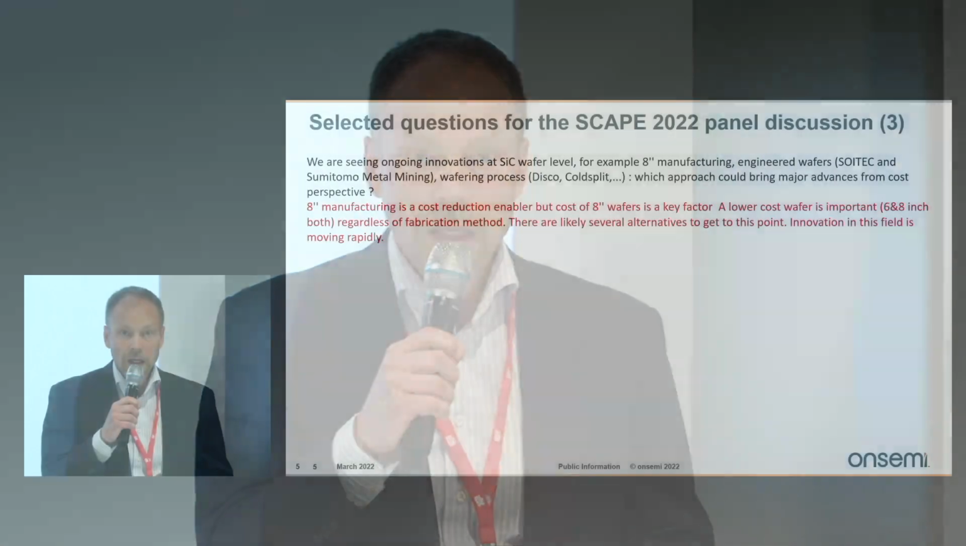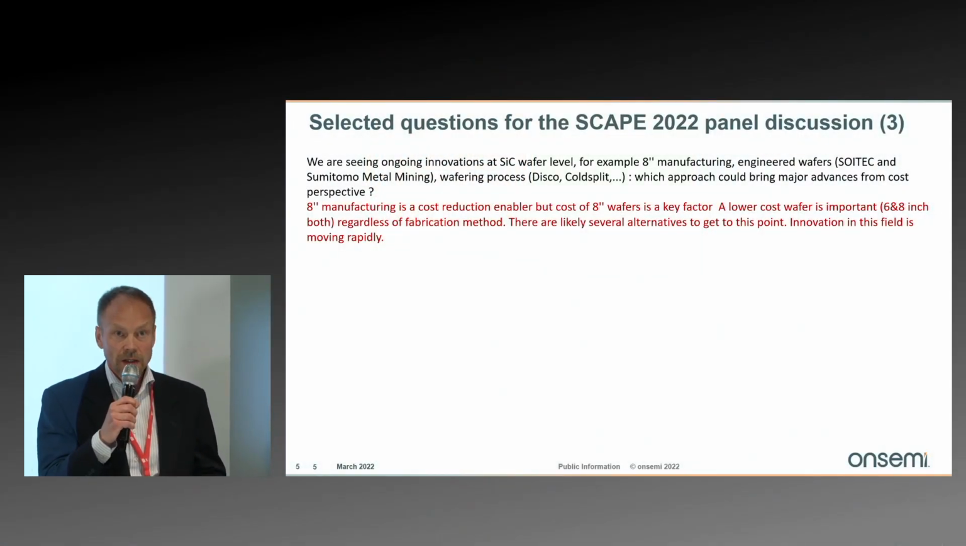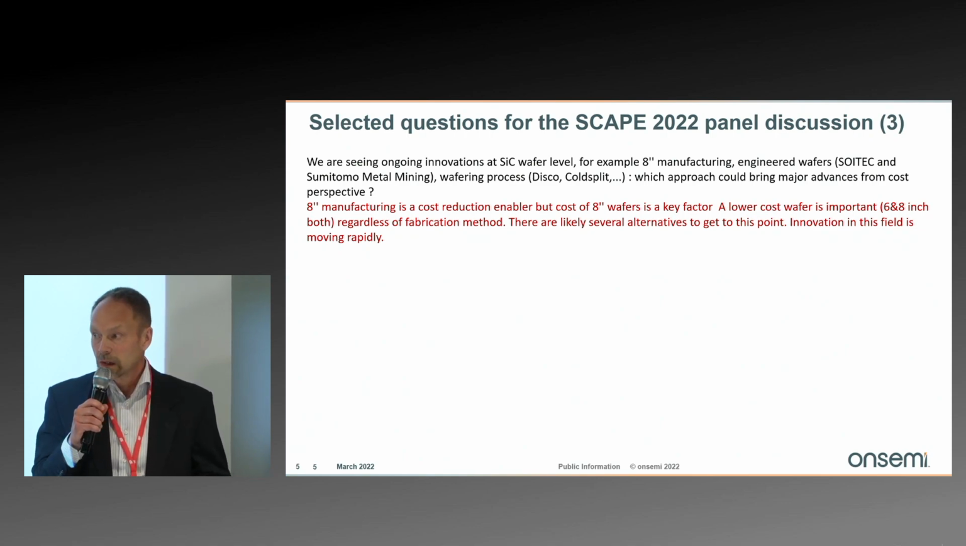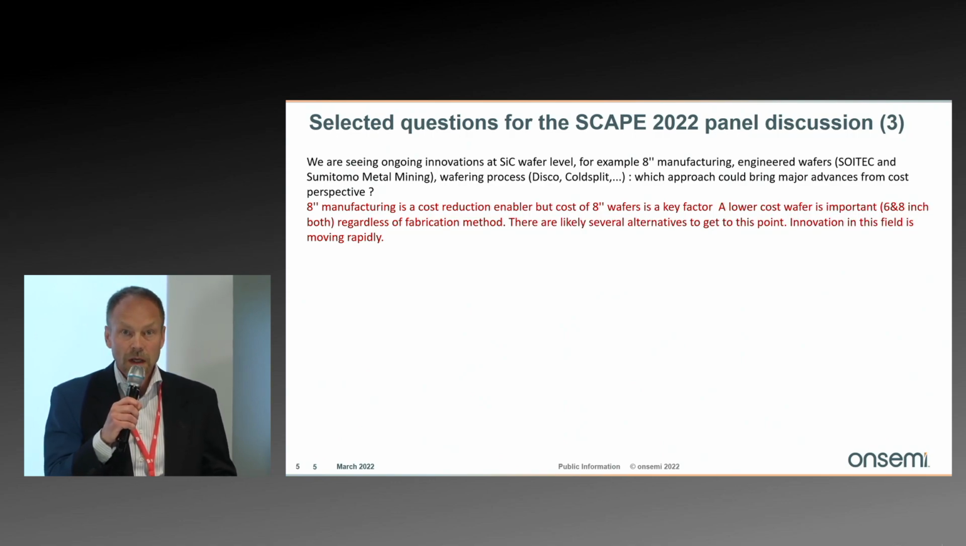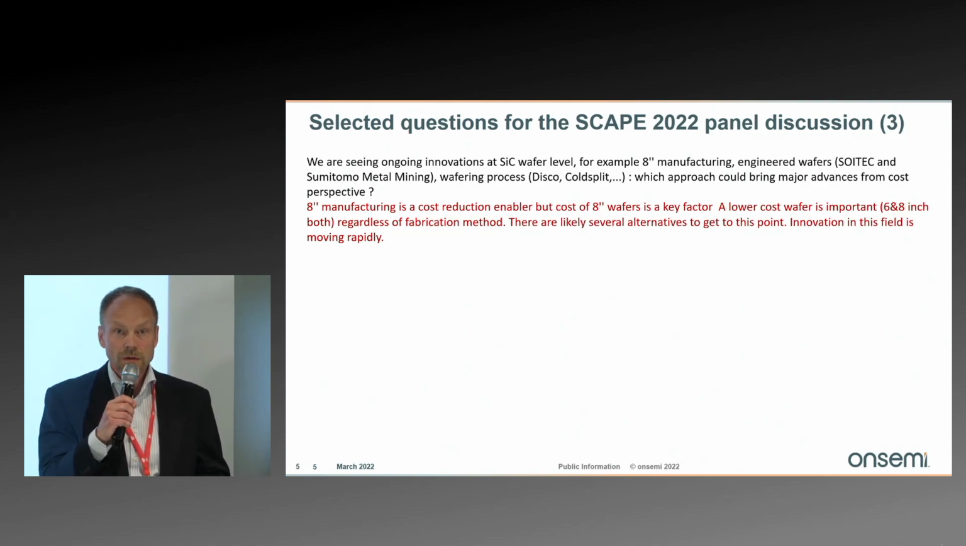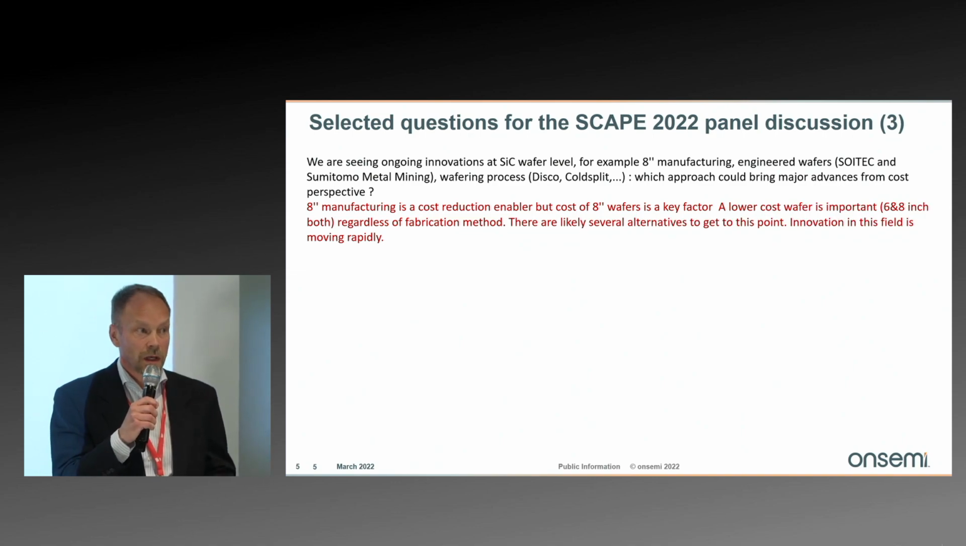And then a few questions here about 8-inch manufacturing. We see 8-inch manufacturing as a clear cost reduction enabler, but the cost of the 8-inch wafer is still an important factor. And a lower cost wafer is important both for 6 and 8-inch, regardless of the fabrication method. So there is much innovation here in the crystal growth and also in the wafering techniques, wafer dicing.